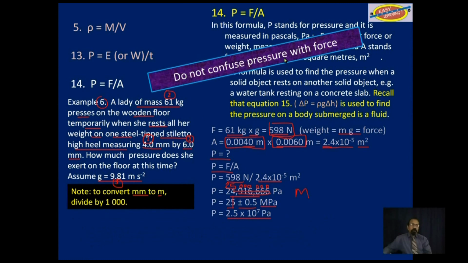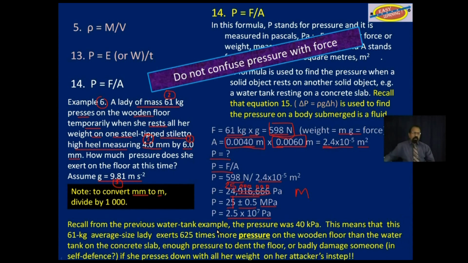Do not confuse pressure with force, which sometimes happens. Recall from the previous water tank example, the pressure was 40 kilopascals. This means that this 61 kilogram average size lady exerts 625 times more pressure on the wooden floor than the water tank on the concrete slab. Enough pressure to dent the floor or badly damage someone, in self-defense maybe, if she presses down with all her weight on her attackers instead.